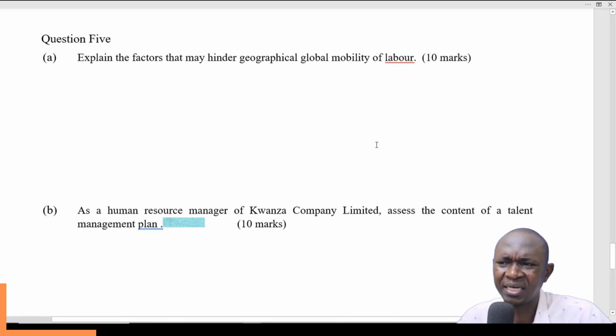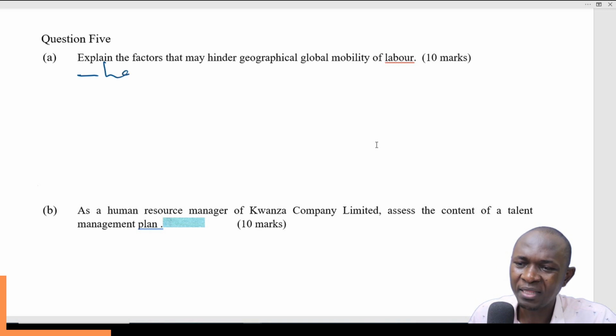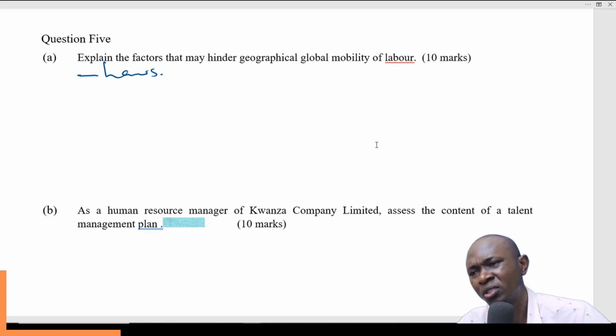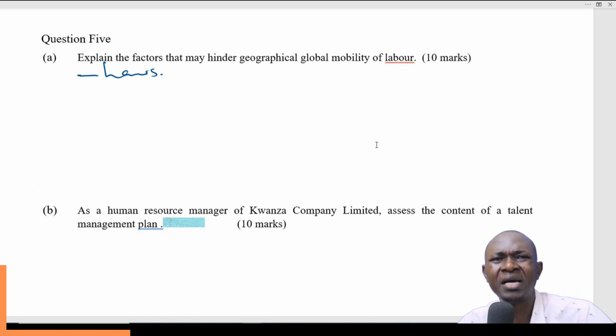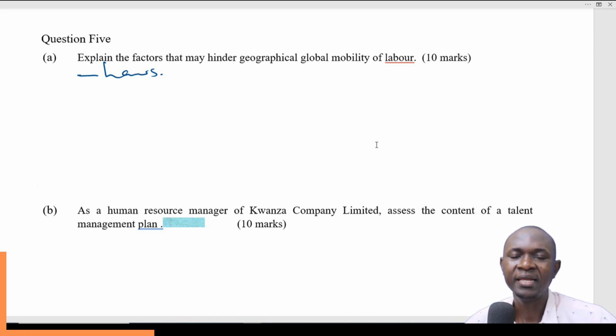So what are some of the factors that may hinder geographical global mobility of labor, that free movement of labor from one place to another? Number one, the laws. The laws might not be promoting the geographical mobility of labor. We have laws on expatriates, and some of them might be hindering this free movement of labor. They might be punitive. Some countries have punitive laws to protect their industries. So laws might be a big hindrance to geographical mobility of labor.